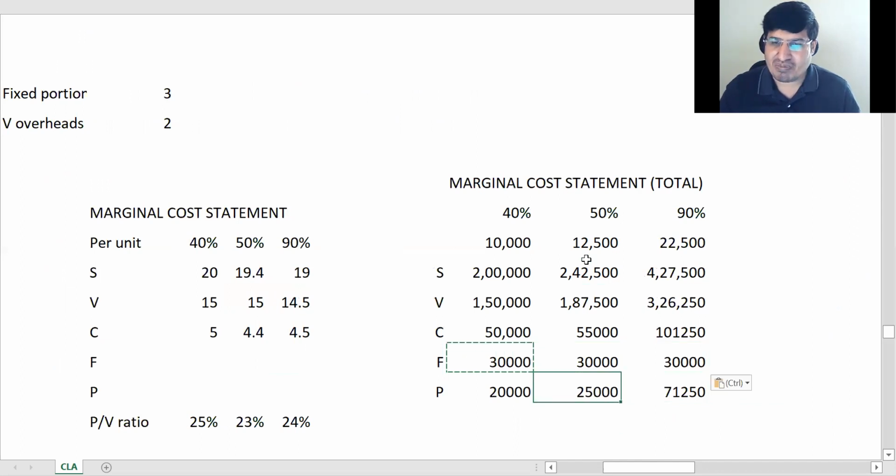So here the profit answer is 25,000 for 50% and 91,250 for 90%. This is the answer.